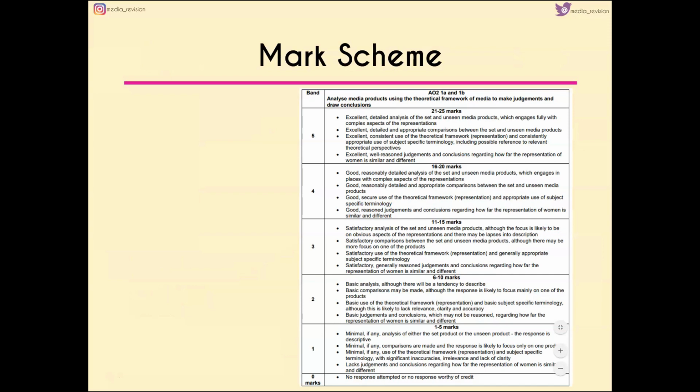And the mark scheme for this, obviously, because you have more marks available, is going to be more complex. We still have those differences in language. So again, basic analysis, basic use of terminology, basic judgment will only get you basic marks. If you give a reasonably detailed analysis, then you're going to move up the mark scheme. If you show excellent knowledge of key terms, you're going to move up that mark scheme. It really is as simple as that, guys.